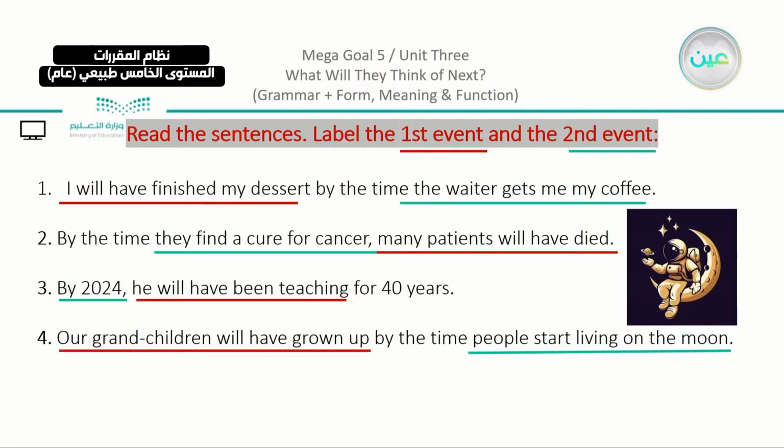Now this is just to remind you that you have two ideas, two clauses, and these clauses are related to each other by using time phrases. And note that the time phrase can come in the middle or at the beginning. Like in number 1, we have the time phrase by the time, which came in the middle. But in number 2, it came at the beginning of the sentence, and we added the comma.